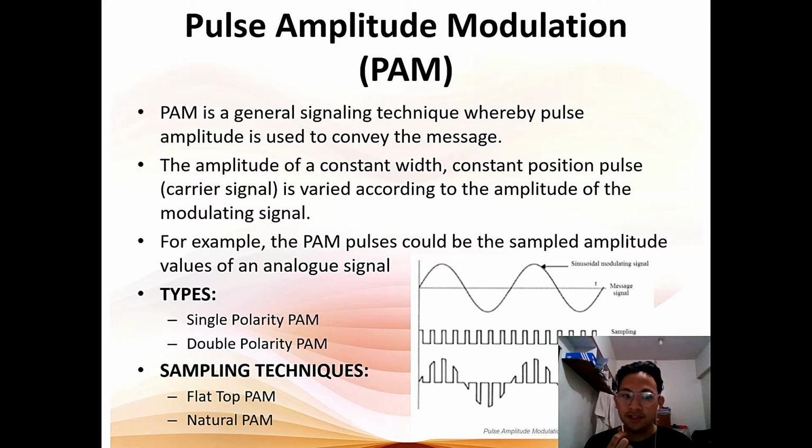Pulse amplitude modulation is the simplest form of pulse modulation. It is a general signaling technique whereby pulse amplitude is used to convey the message. It is a modulation system in which the signal is sampled at regular intervals and each sample is made proportional to the amplitude of the signal at the instant of sampling. For example, the PAM pulses could be the sampled amplitude values of an analog signal. This technique transmits the data by encoding in the amplitude of a series of signal pulses.